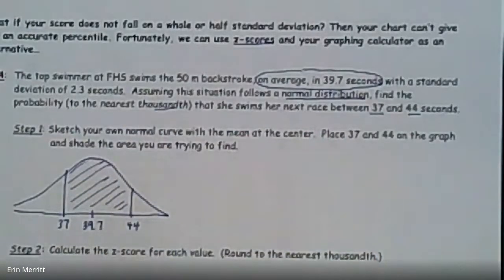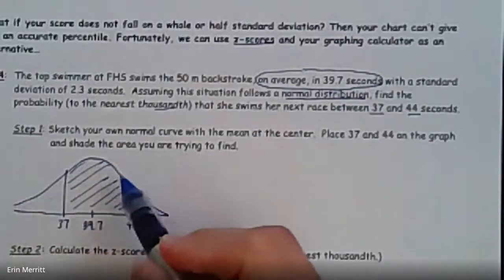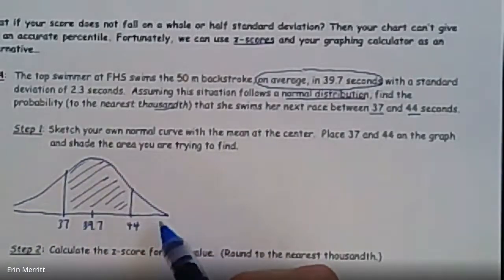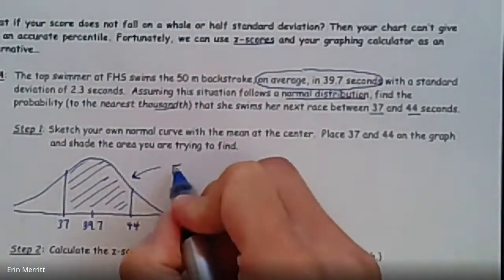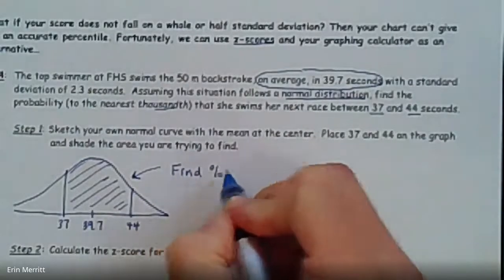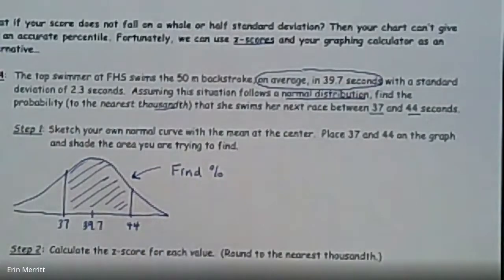Because when we ask what's the probability, all of this together we know adds up to 100%, or you can think about it in probability, it would add to 1. So we want to figure out what's the percentage, right, that lies between those two times.